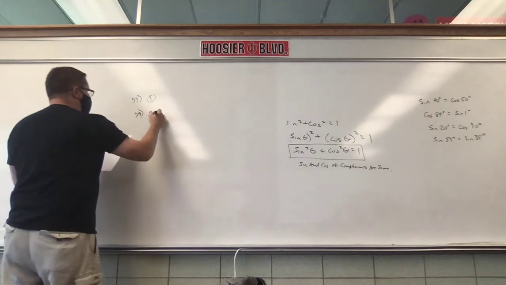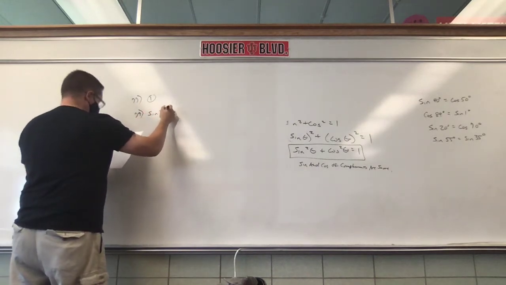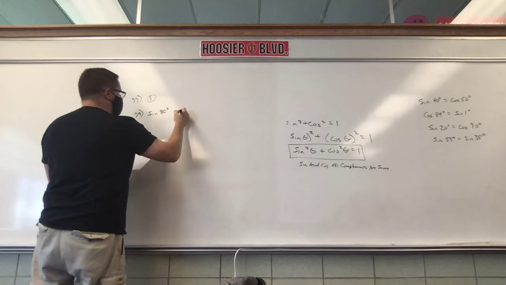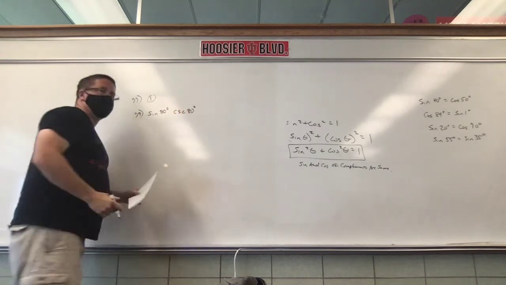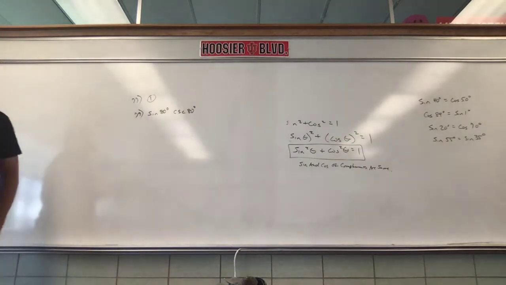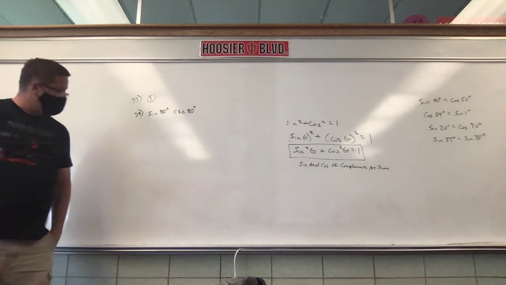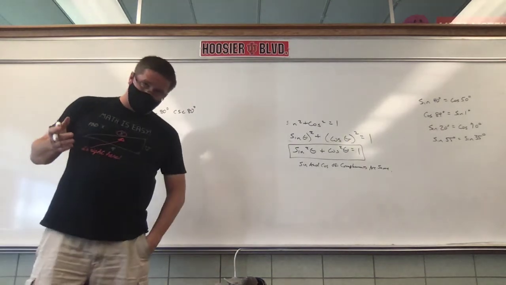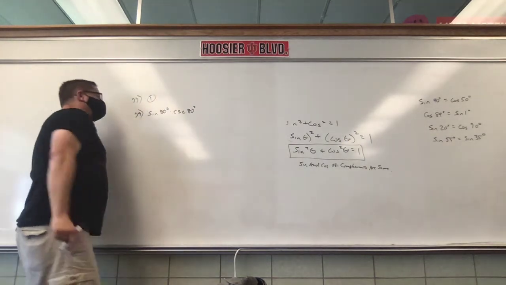It says sine 80 degrees, and then it says cosecant 80 degrees. That's not 2 questions. That's 1 question, okay? They're not asking what's the sine of 80 degrees and the cosecant of 80 degrees. There's no symbol in between them. So it means the sine of 80 degrees times the cosecant of 80 degrees.